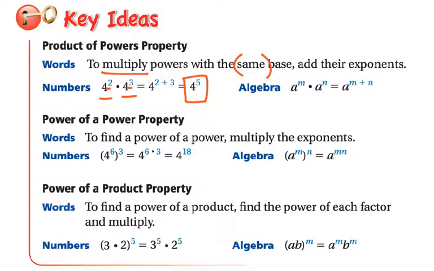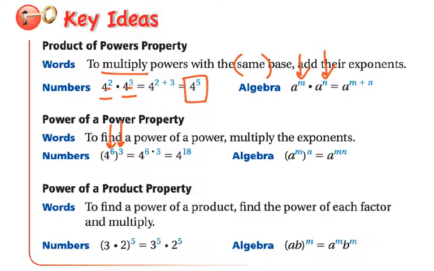So algebraically, all we do is take the exponents, like m and n, and add them together as long as the bases are the same. Next, we talk about the power of a power property. To find the power of a power, this time instead of adding the exponents, we're going to multiply the exponents. Here's what that looks like. If we had 4 to the 6th power raised to the 3rd power, we would take that first exponent, 6, and multiply it by the exponent that it is being raised to. So 6 times 3 gives us 18. So 4 to the 6th to the 3rd power is 4 to the 18th power.